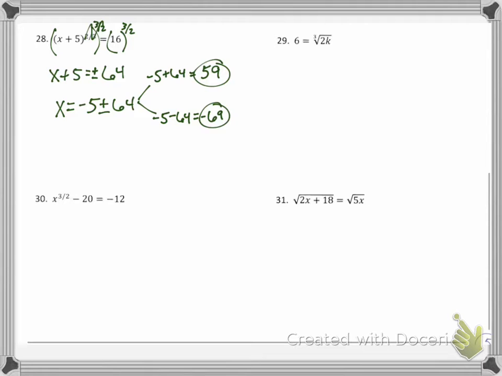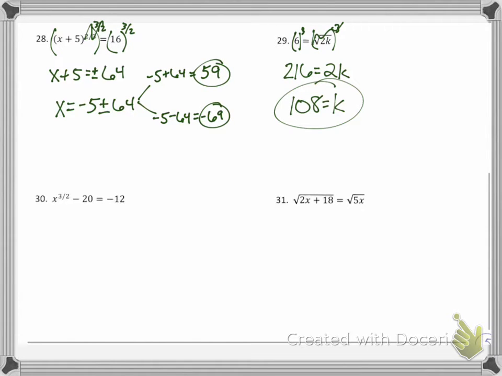Number 29, similar problem. We've got ourselves 6 equal to the cubed root of 2k. In order to get rid of a cubed root, we're going to cube each side. So 6 cubed is 216. Cubed root and the cube cancel. I'm left with 2k. Not a lot of math here. Divide by 2. 108 is equal to k. And that's your final answer there.